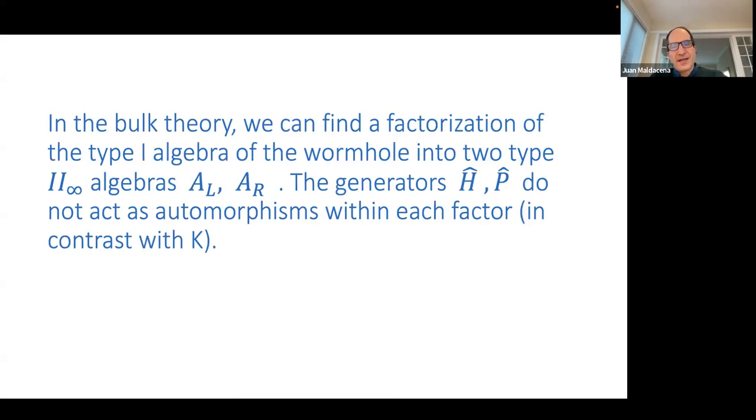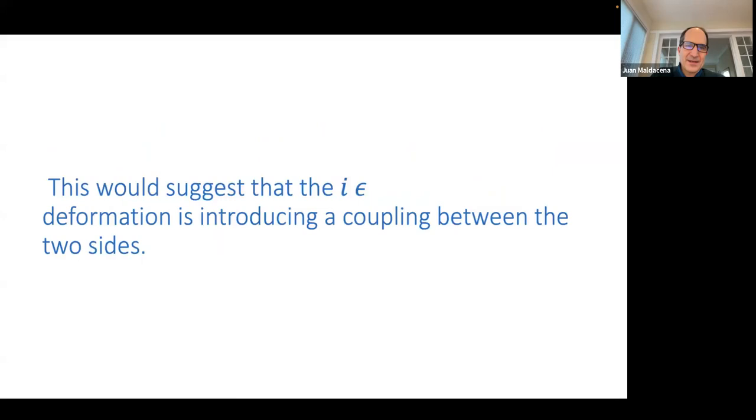Now, in the bulk theory, we can define the factorization of the type 1 algebra of the wormhole into two type 2 infinity algebras, A left and A right. And these generators H hat and P hat do not act as automorphisms within each subfactor, in contrast with what happens with K. Now, this would suggest that the I epsilon deformation, which involved adding these operators H hat or P hat, is introducing a coupling between the two sides. So this is just some indication, at least if you do this construction.